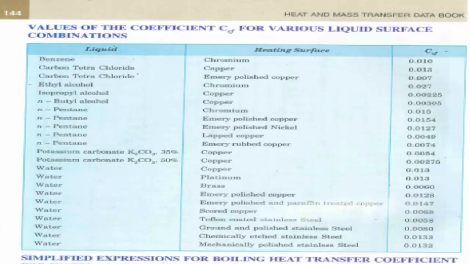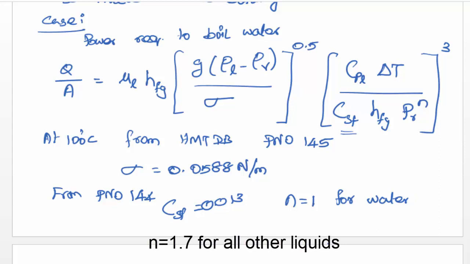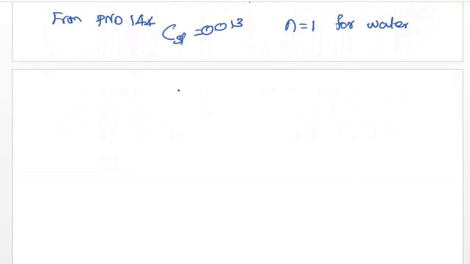So here I just write down the value CSF equal to 0.013, and you know that n equal to 1 for water. It is available in the data book itself at page number 143. n equal to 1 for water and 1.13 for all other liquids. Okay. So just substitute all these values in this equation. You will get the Q by A value.